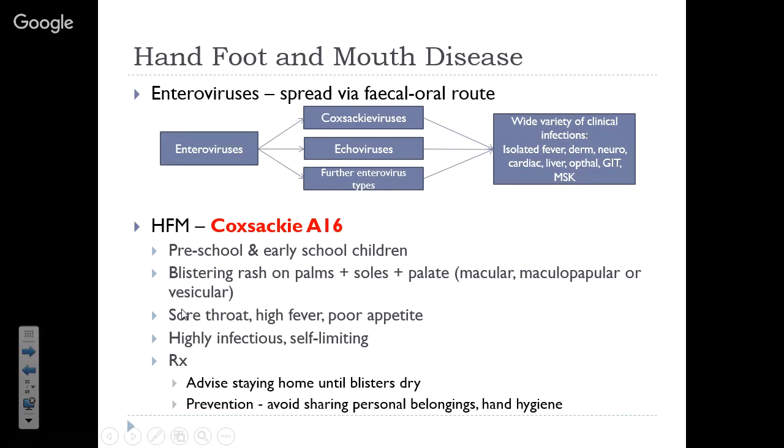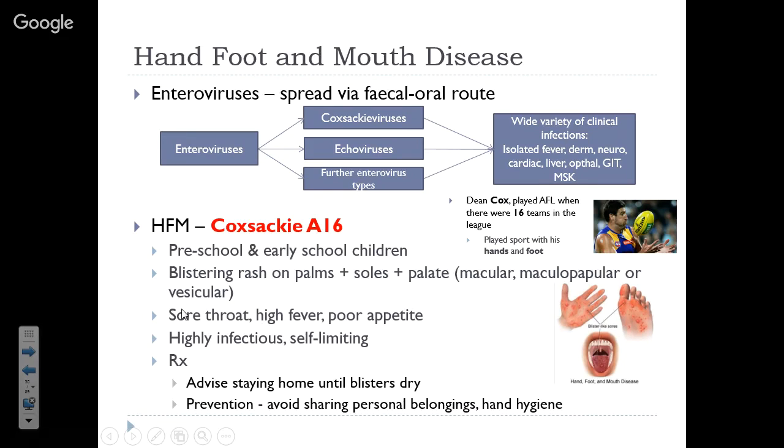So to remember hand, foot, and mouth disease and Coxsackie virus, there's also a picture of the blisters on the hands and feet and mouth. I remember Dean Cox. Dean Cox is an ex-West Coast Eagles football player. He played in the AFL when there were 16 teams in the league. And to play football, he used his hands and his feet, and I guess his mouth as well. So Cox, 16, hand, foot, mouth.